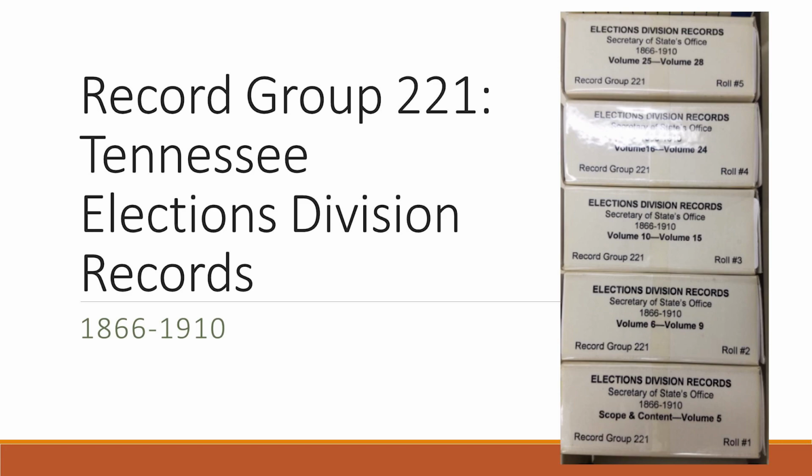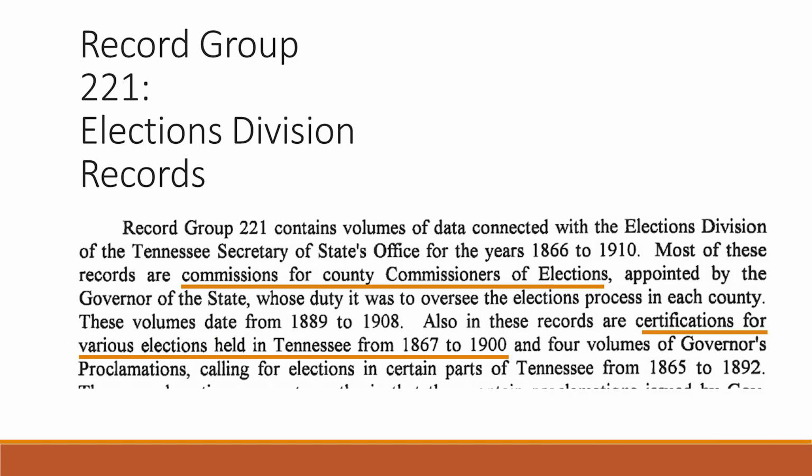221, titled Tennessee Elections Division Records. And this one might be a logical place to find lots of good stuff, but it's not all that great. There's only 5 reels, and these are actually the day-to-day records of the elections division itself. So these are the appointments of judges, but not necessarily the actual election returns. The finding aid for this record group, 221, tells us it's mostly commissions for the election commissioners themselves, so people getting appointed to hold an election, and also some certifications for elections in the late 1800s.